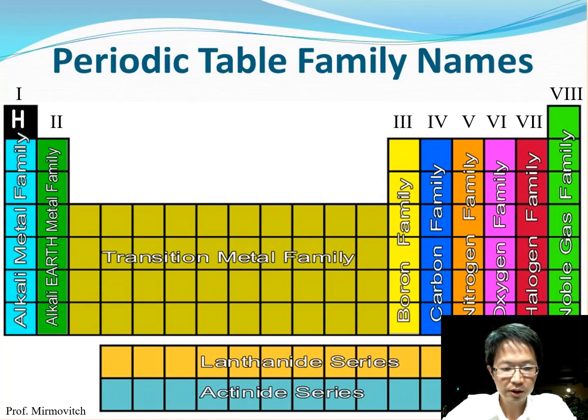So these are the names of the families in the periodic table. You only need to know the 8 families that we talked about in the previous slides. You don't need to know the transition metals, or the actinide series and lanthanide series. No, you don't need to know these 3. You only need to know the 8 major family names.